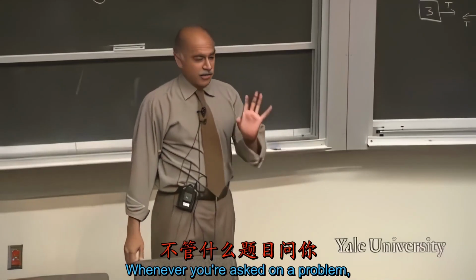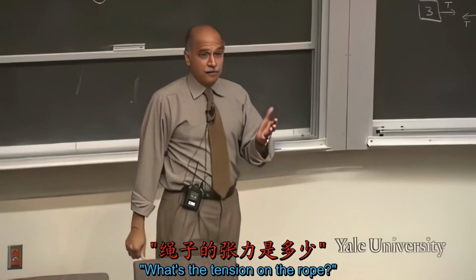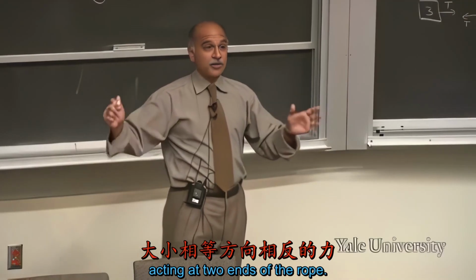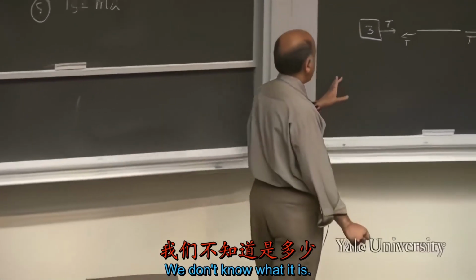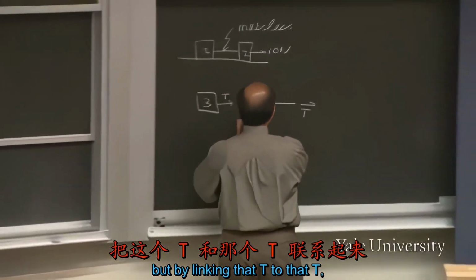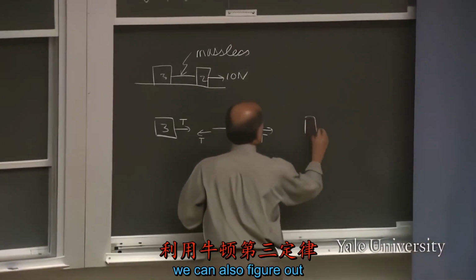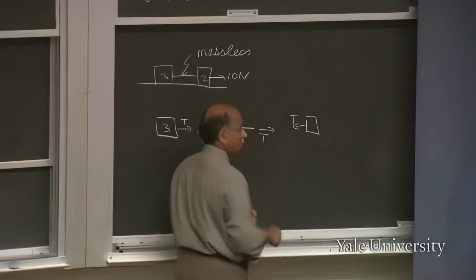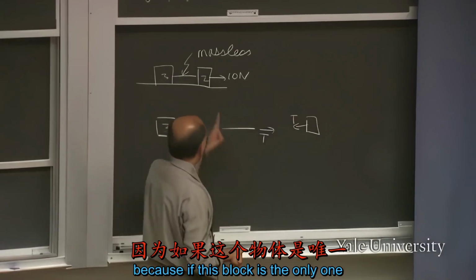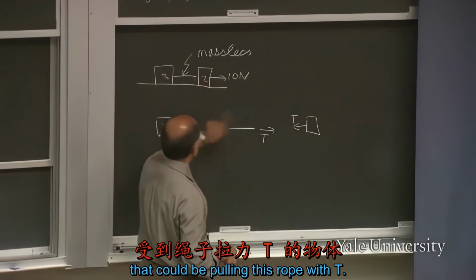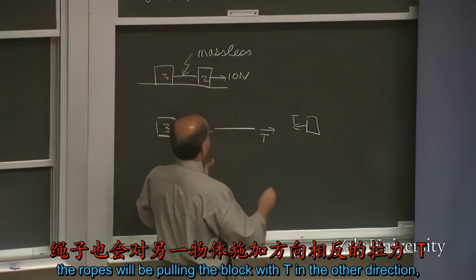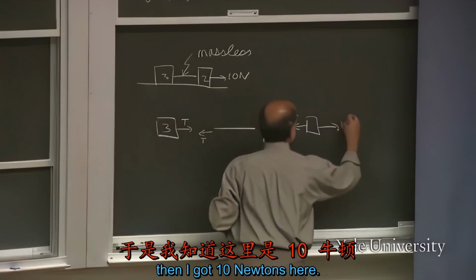That force is called the tension. So whenever you're asked in a problem what's the tension on the rope, you're looking for those equal and opposite forces acting at the two ends of the rope. We don't know what it is, so we'll give it a name. But by linking that T to that T, you can also figure out the same T must be exerted on this block by Newton's third law. Because if this block is the only one that could be pulling this rope with T, therefore the rope should be pulling the block with T in the other direction. Then I got 10 newtons here.